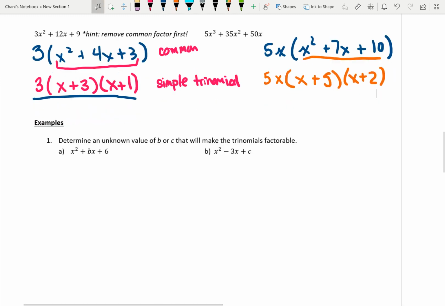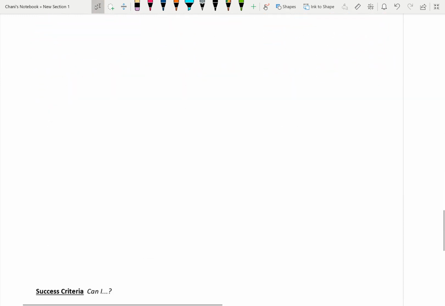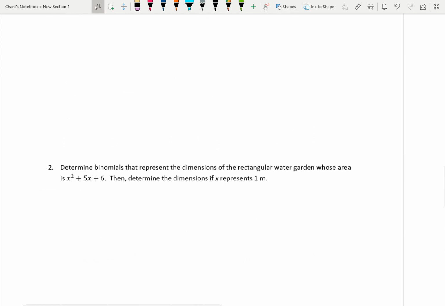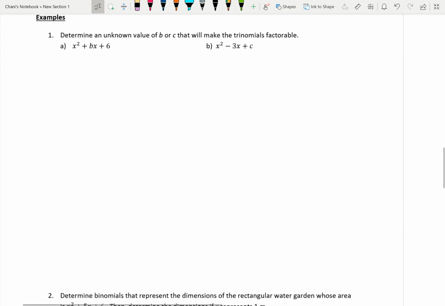Let's do a new type of example here, where I'm just kind of looking ahead at how much we have. Where we are determining an unknown value of b that makes a trinomial factorable. So not all trinomials are factorable. So in order for it to work, it has to fit the pattern.